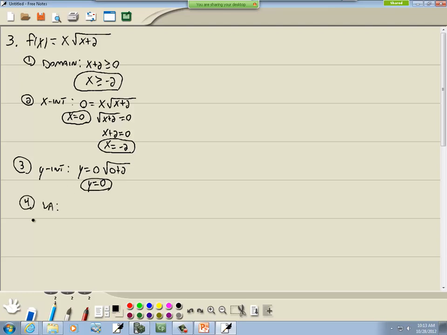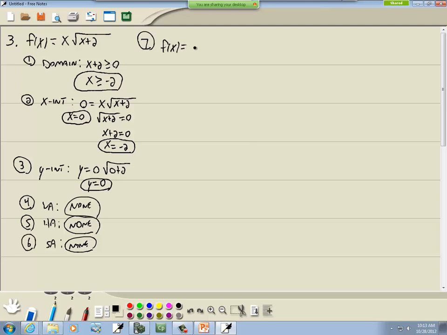Okay, number 4, 5, and 6. Want to find vertical asymptote, horizontal, and slant. Well, we need a single fraction, so there is none on these. Number 7. We need to find increasing and decreasing. Well, I want to rewrite this.